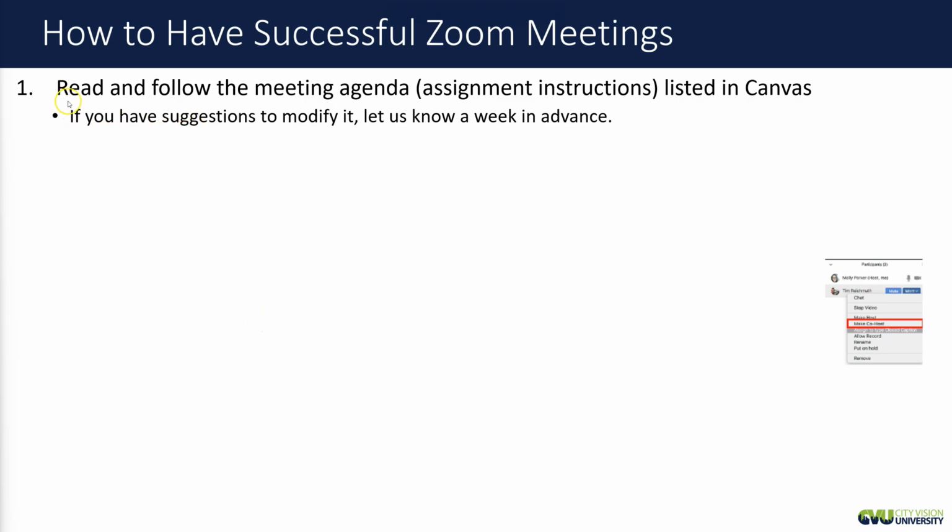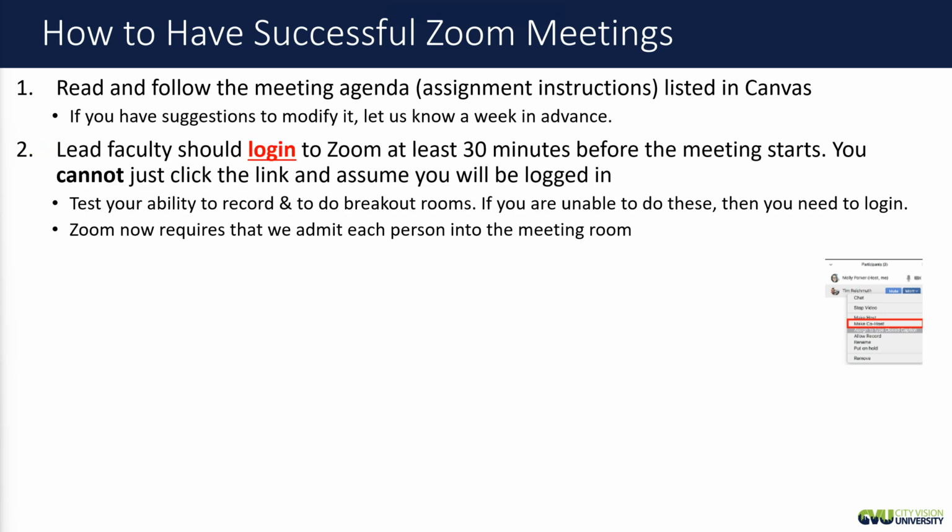So first, be sure you read and follow the meeting agenda, the assignment instructions listed in Canvas. If you have suggestions to modify it, let us know at least a week in advance. Usually we do fairly minor modifications. We've had other faculty completely ignore the agenda, and students got upset. So be sure you follow the agenda.